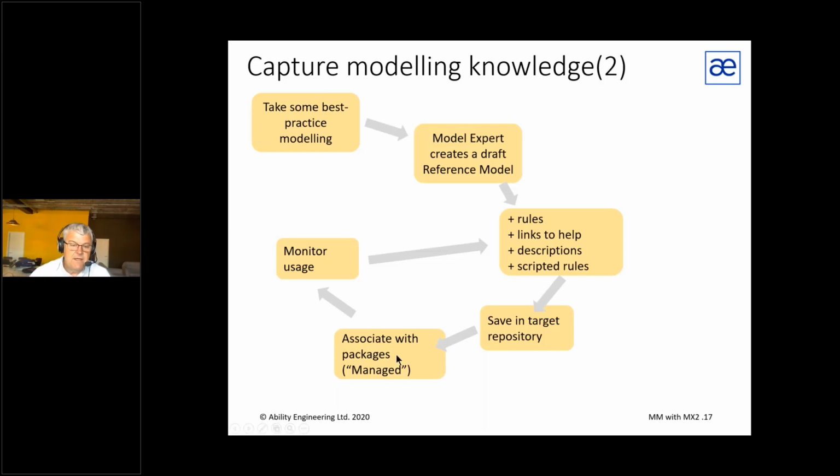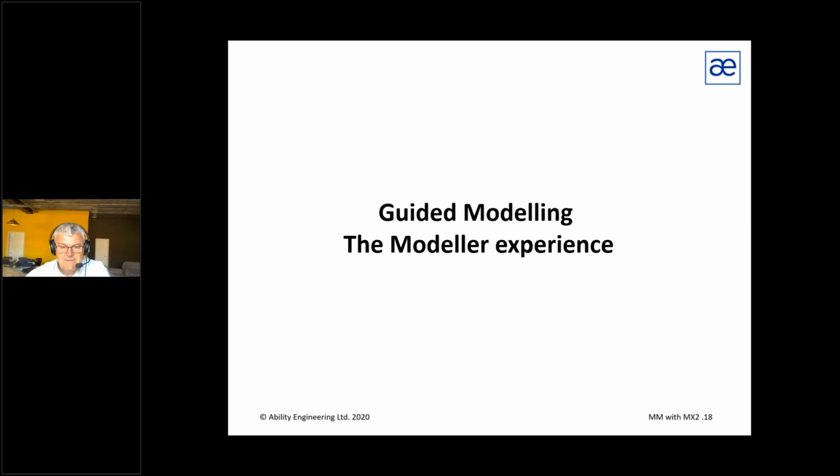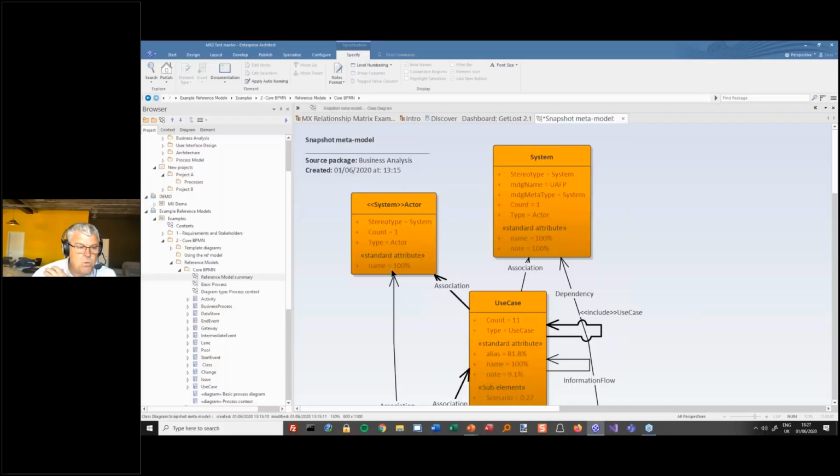I then save it. Well, we'll see in a moment how you say to somebody, I want to use that reference model. I want that one there, not the other one over here. And then you can monitor how people are doing with it. So I hope it's a fairly simple way of producing these reference models, because I do find the MDG one pretty hard. So let's have a look back in EA now at what the experience would be for a modeler doing some of this stuff.